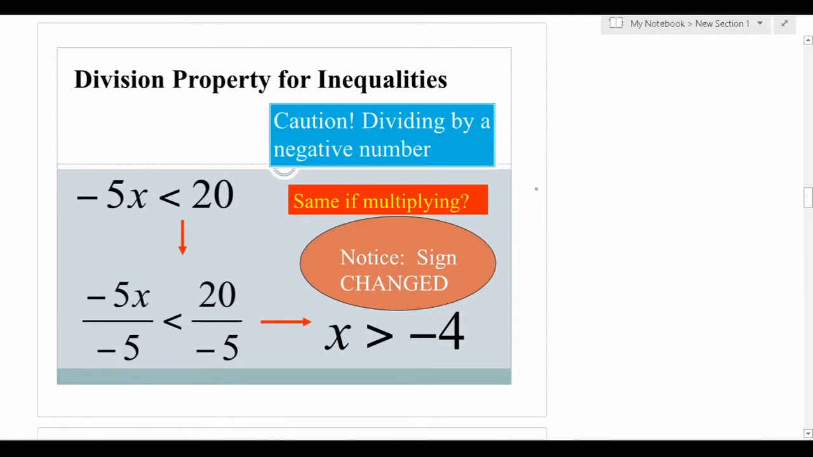So let's go ahead and work out this example. We have -5x is less than 20. Again, we're treating this like an equation where we want to get x by itself. So we're going to divide both sides by -5. This crosses out, leaving us with x. And since we divided across the inequality sign with a negative, that's going to prompt us to change its direction. 20 divided by -5 is -4. Okay?